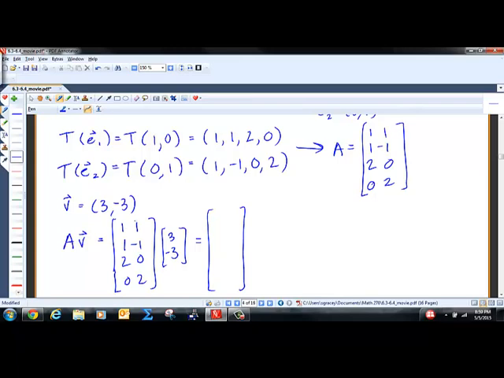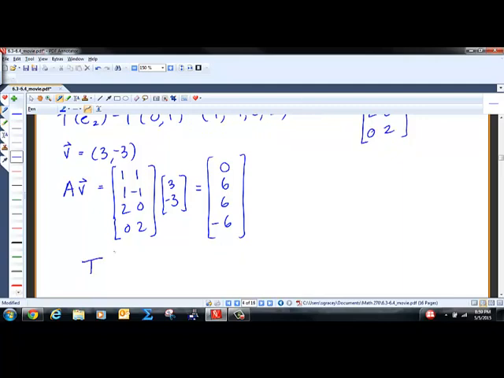We'll have 1 times 3 plus 1 times negative 3 is 0. 1 times 3 plus negative 1 times negative 3 is going to be 3 plus 3, right, which is 6. And then 2 times 3 is 6, plus 0 times negative 3, and then 0 times 3 is 0, and 2 times negative 3 is negative 6. So what did we find? We found that the image of 3, negative 3 under this linear transformation is the vector 0, 6, 6, negative 6.